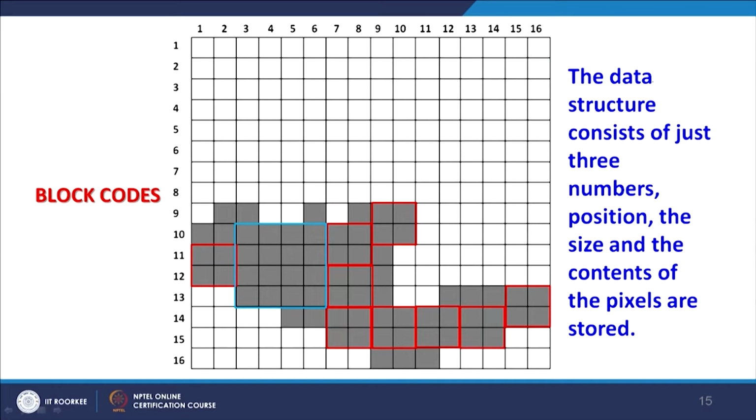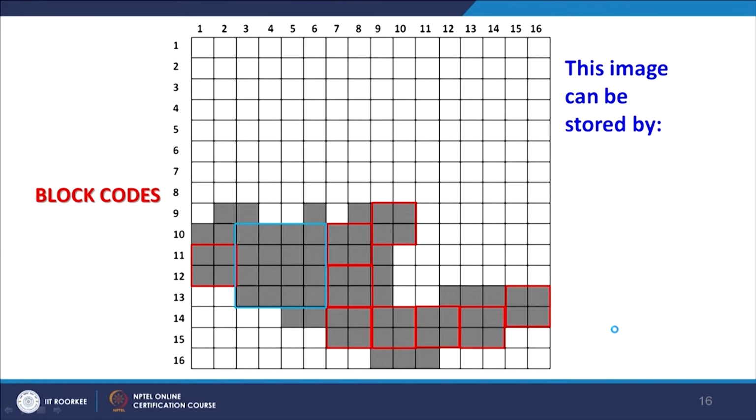The data structure consists of just 3 numbers. What are those numbers? The position, the size, and the content of the pixel are stored. Here, in this case, all black cells have value 0, since this is binary, and all white cells have value 1. So, in this one the image can be stored by 7 units, which are unit level, meaning single squares.